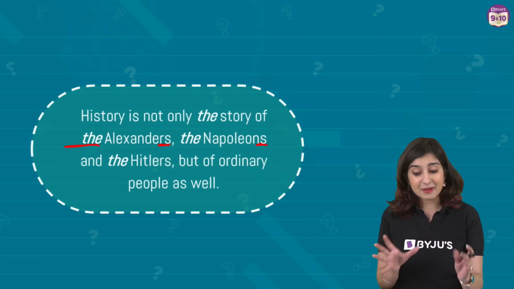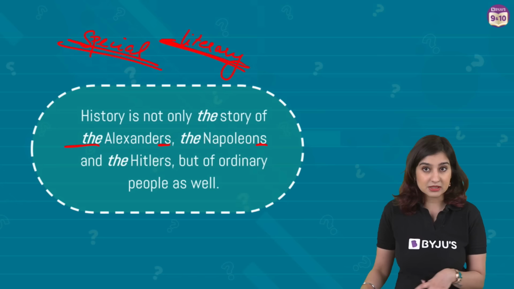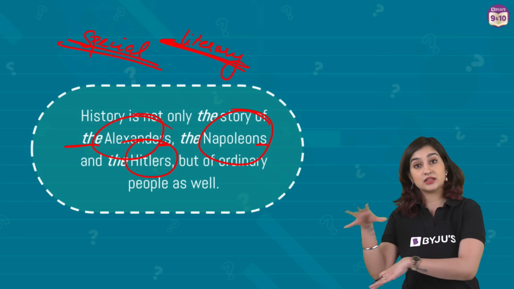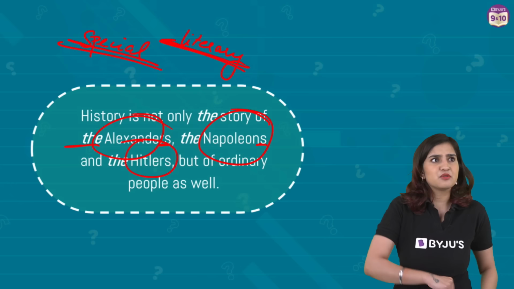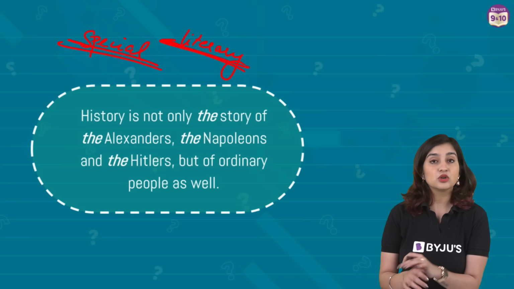This is a special usage. Just remember that this is a special sort of literary usage. This is not normal. Normally we don't do this, but we are just using these names of actual people as stand-ins for other people of this type. Okay, so the Alexanders and the Napoleons can be representative of all the conquerors in history, and the Hitlers can be representative of all the dictators and the evil people in history. Okay, so this is a special usage. So here we have done this, just showing you an exception, an example of an exception. But normally we don't do this.